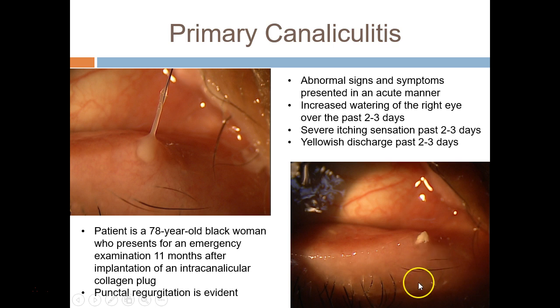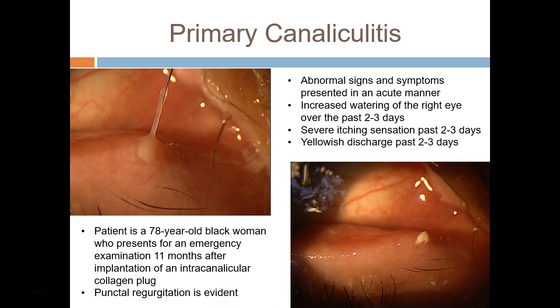I'm pulling down on it and exposing it a little bit. And with very, very gentle pressure, this semi-liquid mucopurulent discharge quickly turned into this more solid, cheesy looking discharge that you see coming out the puncta right here. So this is how it started. I know immediately, okay, this is canaliculitis. This is a textbook presentation to me. You've got the clinical sign that's present 60 to 70% of the time with canaliculitis, which is the punctal regurgitation.